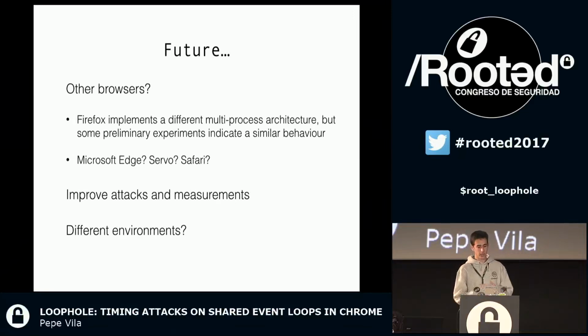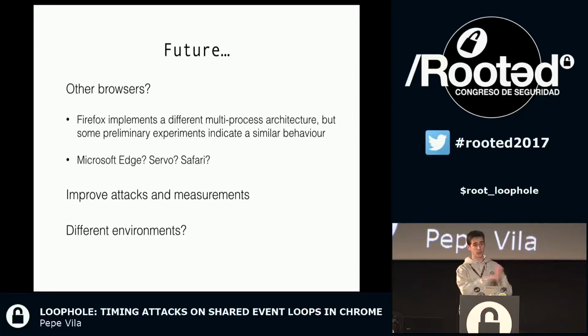I'm nearly finishing. Future, other browsers? As I said, Firefox is moving towards multiprocess, which is a different architecture from that of Chrome, but without looking at the architecture details, using loop scan you can see a similar situation with the event loops. So the problem is there in other browsers. Therefore, I'm curious to see what will happen with Servo, a new engine being made in Rust. I want to see how event loops are processed there.